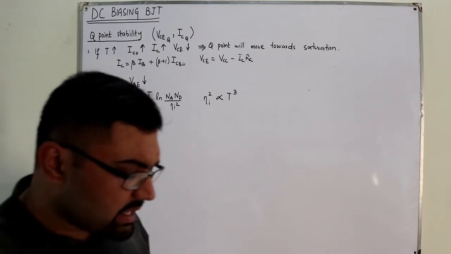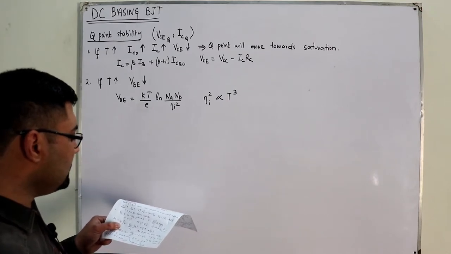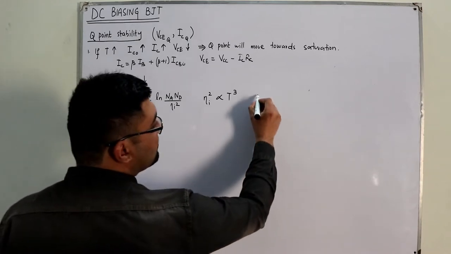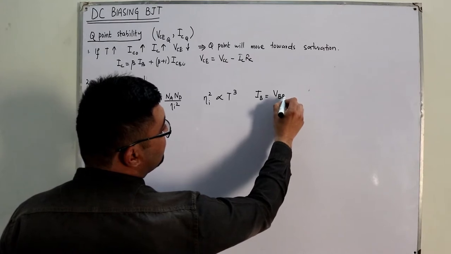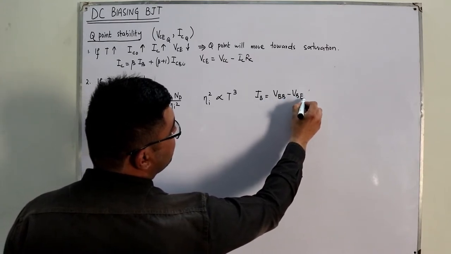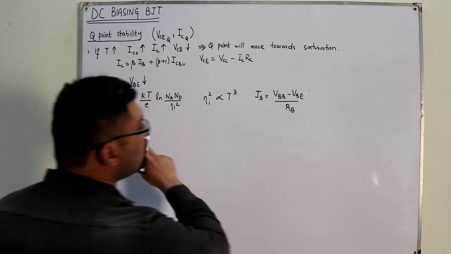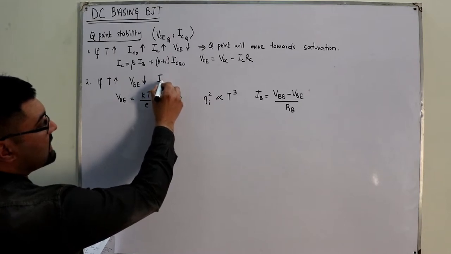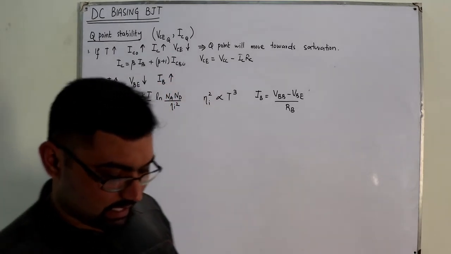From the KVL in the input equation, you also have that Ib is equal to (VBB minus VBE) upon RB. So if VBE has reduced, won't this say that Ib would increase? The base current would increase. This is the second term.